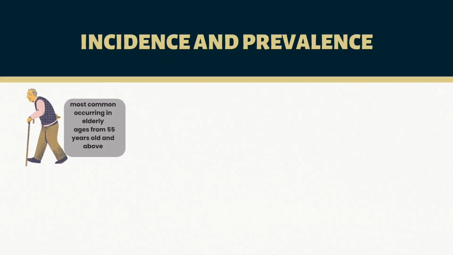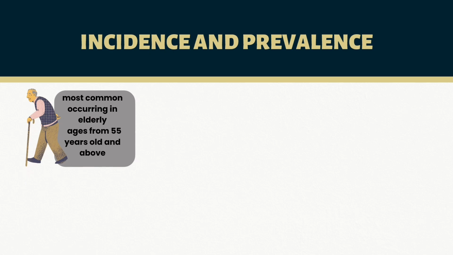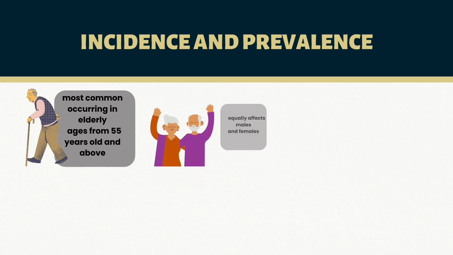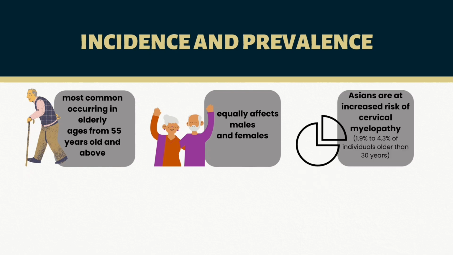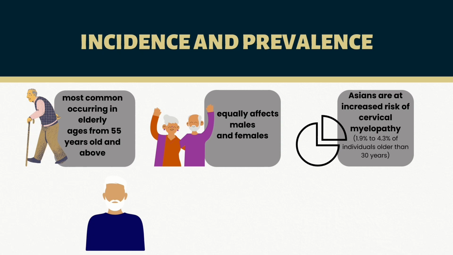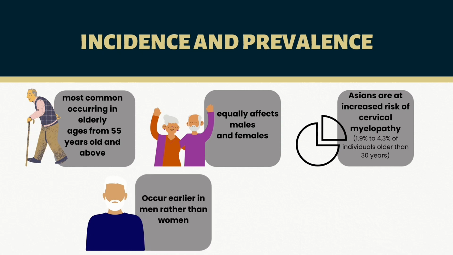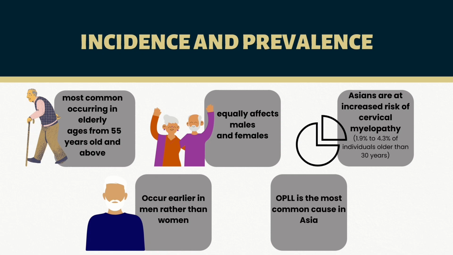Incidence and prevalence. Cervical myelopathy most commonly occurs in the elderly aged 55 years and above, and it equally affects both males and females. Cervical myelopathy is most common in Asia, where Asians are at increased risk. The given statistic is 1.9% to 4.3% of individuals older than 30 years, due to their increased prevalence of ossification of the posterior longitudinal ligament, OPLL, which is a source of compression.